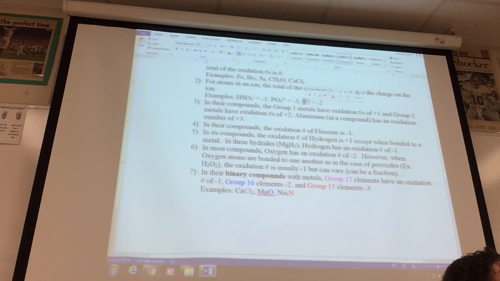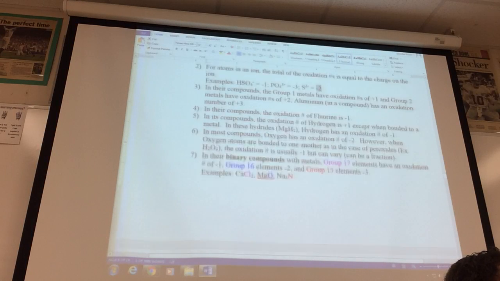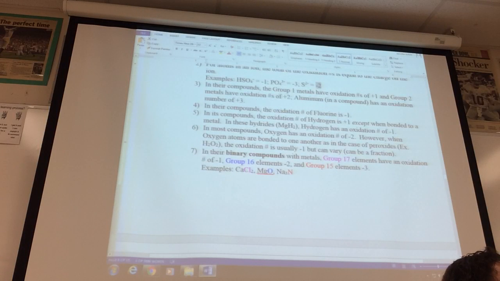A monatomic ion, regardless of whether it's cation or anion, has an oxidation number equal to its charge. So 2 minus is the charge. This has an oxidation number of -2. In their compounds, the group 1 metals have an oxidation number of +1, group 2 +2, and then aluminum +3. Let's throw some examples in there.